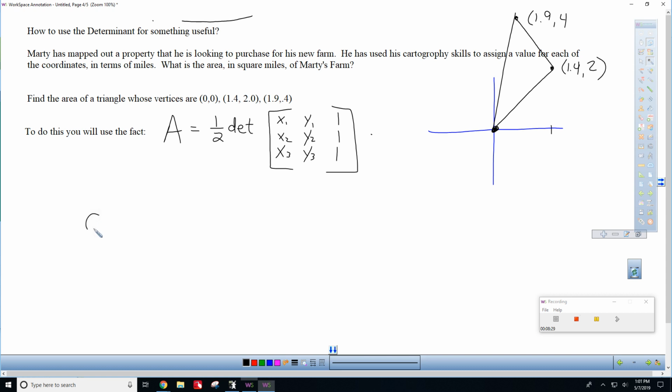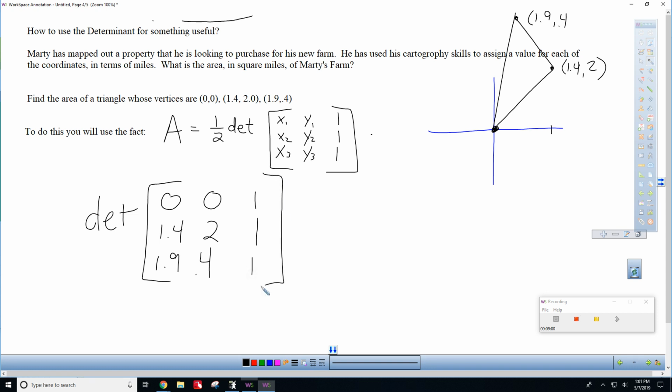So we want to find the determinant of 0, 0, and you literally just add a 1 there. 1.4, 2, and 1. Just making sure I write all these down correctly. 1.9, 4, that's a 0.4. Oh, I screwed that up all along. So this should be a 0.4, which means my triangle is not right, but we're still just going to go with it. So my picture is bad, but my answer will be correct.